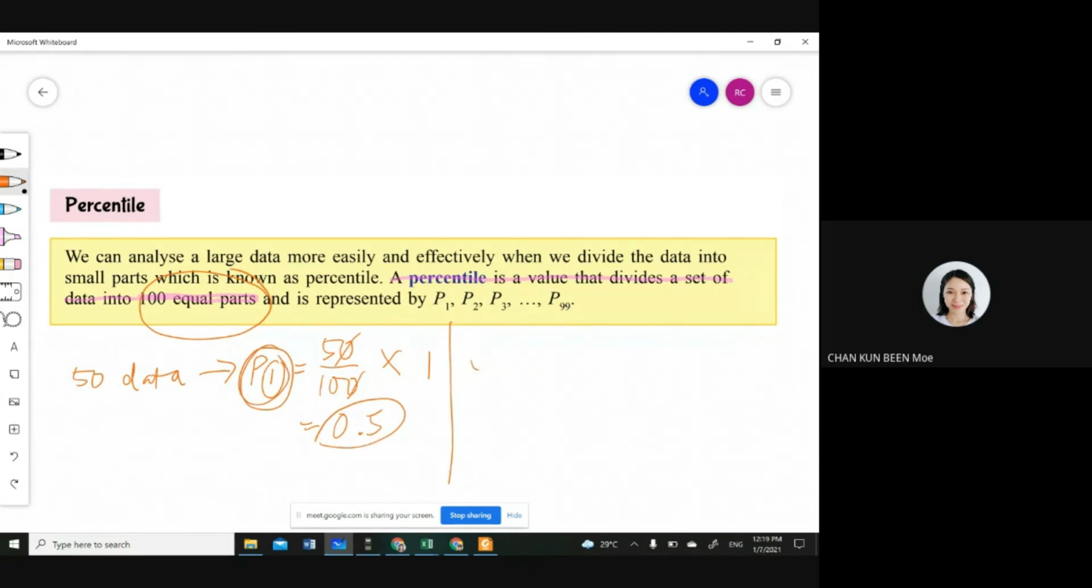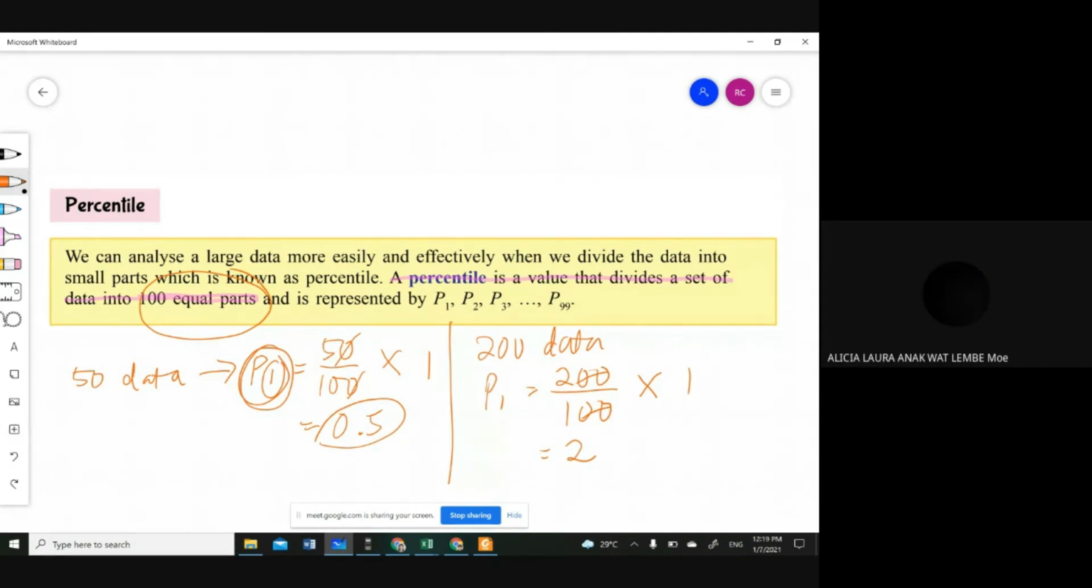What if we have 200 data? Can you find the first percentile? 2. Yes, very good. You got it fast. So with 200, if you can get it fast, you don't have to do this calculation. This is just to let you know. I multiply by 1 to get the first percentile. So the answer is 2 if it is 200 data. If it is 1000 data, what is the first percentile? 10. Very good. 10 will be the first percentile.